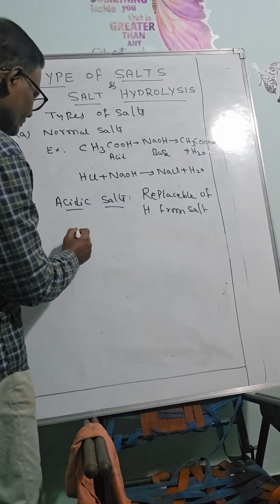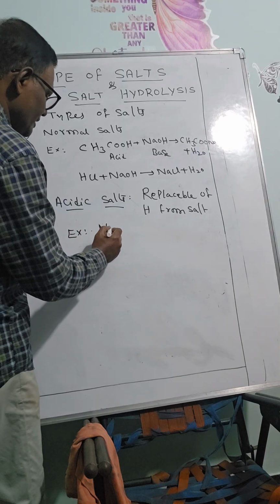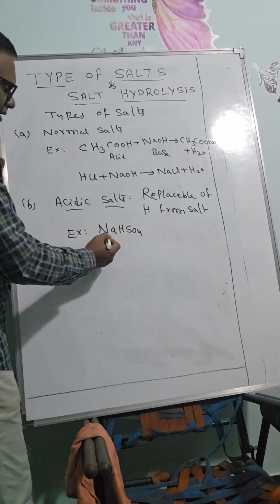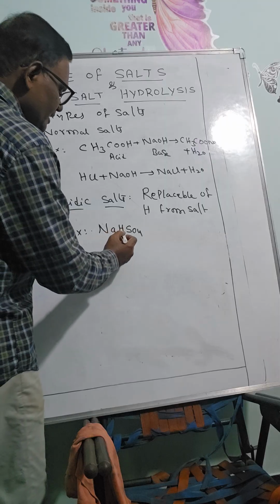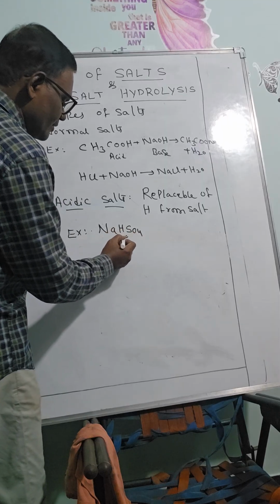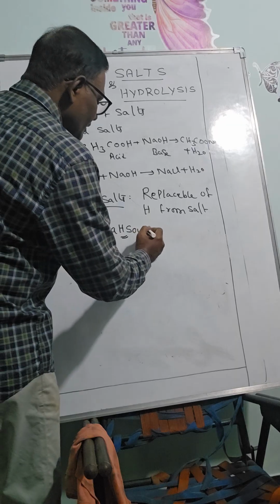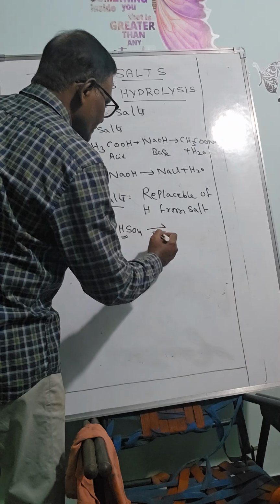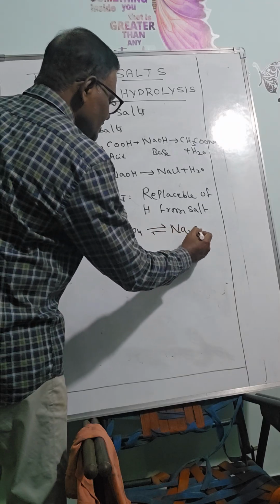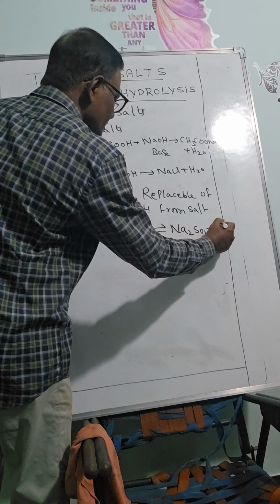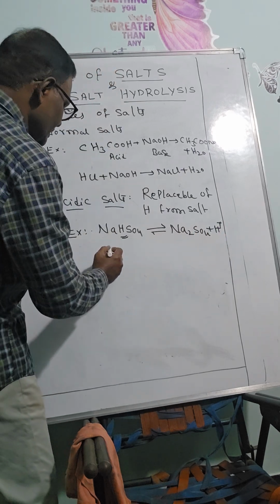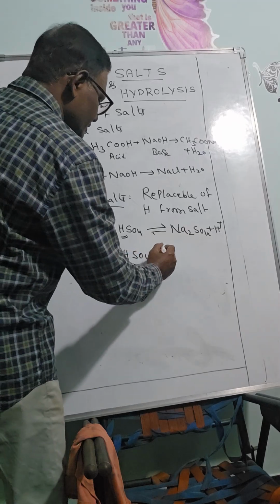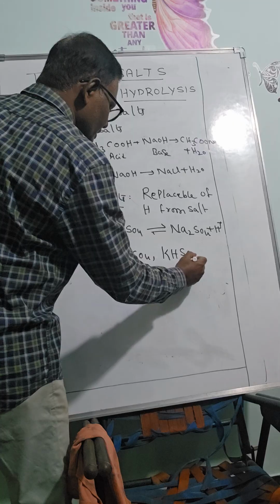See children, for example, if I am taking NaHSO4. It is an acidic salt because this hydrogen atom can be replaced. Then what happens? When this hydrogen atom is replaced, the product is Na2SO4 plus H+ also coming. So that's why NaHSO4 is an acidic salt. Like KHSO4, an acidic salt.